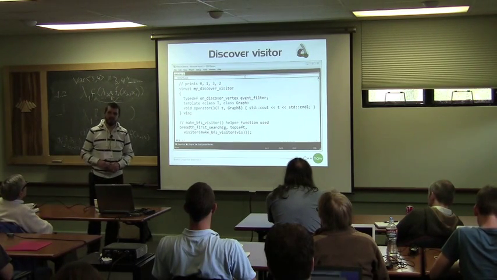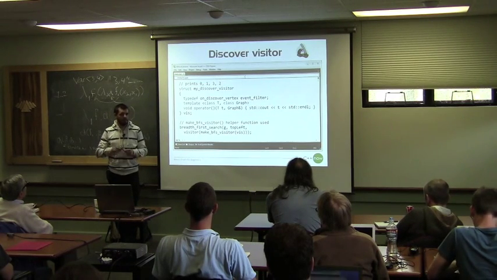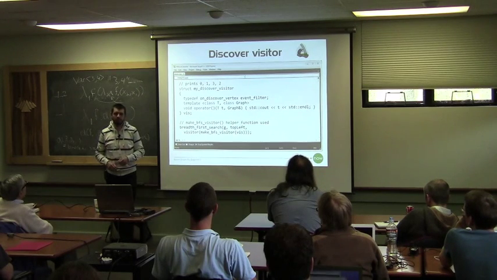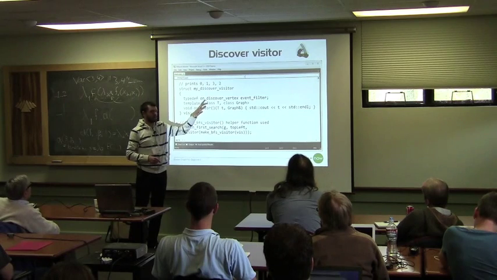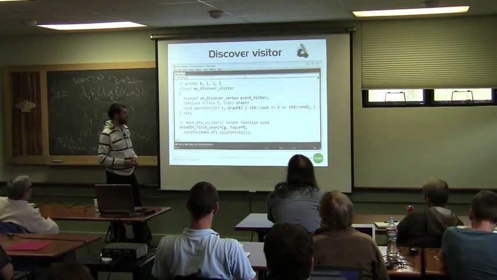That is correct. The question was, what does new vertex really mean? And it means that a vertex is found in the graph which hasn't been visited before. So I set the event filter to the tag on discover vertex. Now I've configured my visitor somehow.